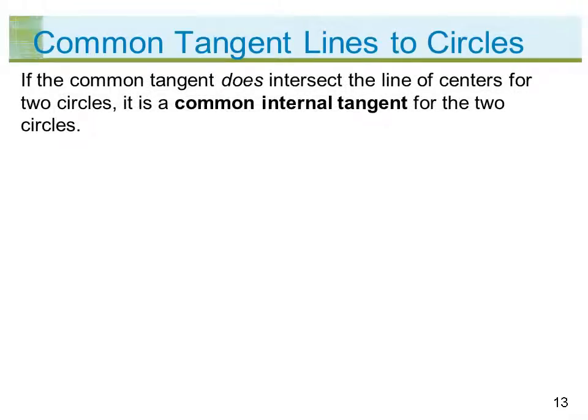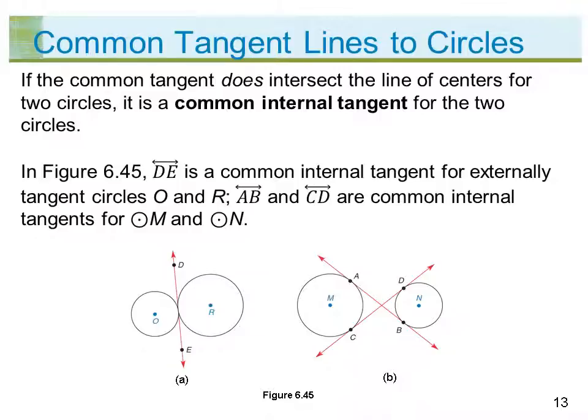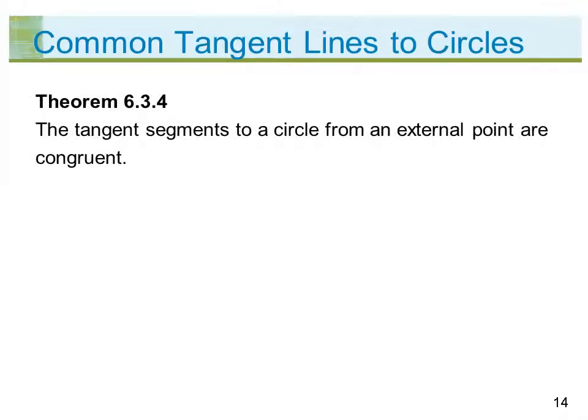If the common tangent does intersect the line of centers for two circles, it is a common internal tangent for the two circles. In Figure 6.45, line DE is a common internal tangent for externally tangent circles O and R. Line AB and line CD are common internal tangents for circle M and circle N. Theorem 6.3.4. The tangent segments to a circle from an external point are congruent.